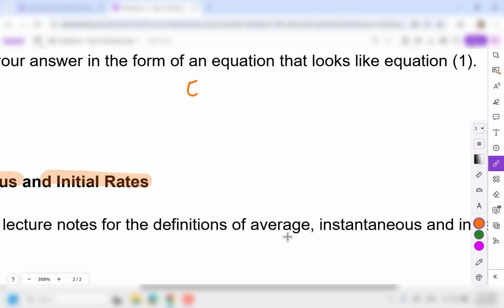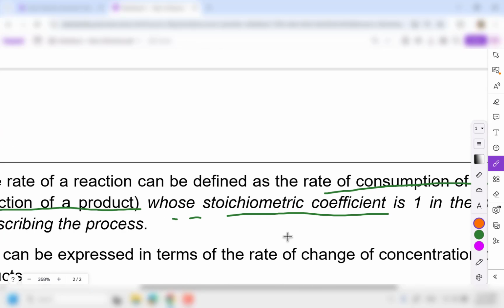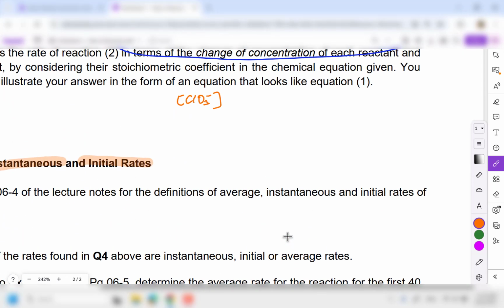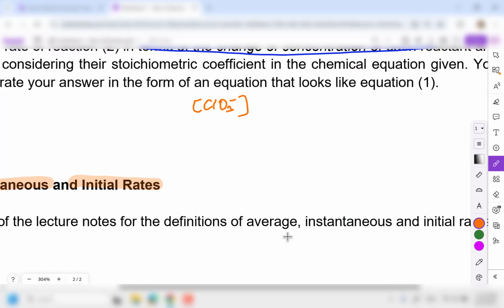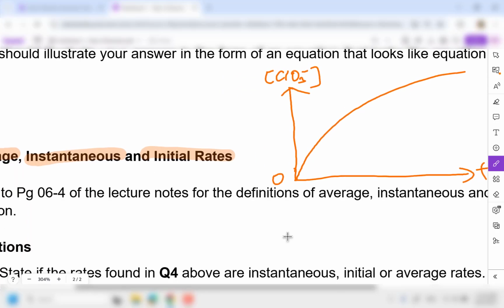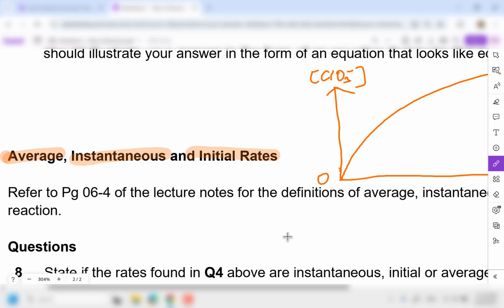Let's say this is the concentration of ClO3 minus. ClO3 minus is the product over here. I'm using a very simplistic discussion here, so do not think that it really varies this way. I'm just going to showcase it simply to illustrate some points. Let's say the rate of production of chlorate goes through a curve like this, for example. Right now I'm just going to explain the difference between average, instantaneous, and initial rates.